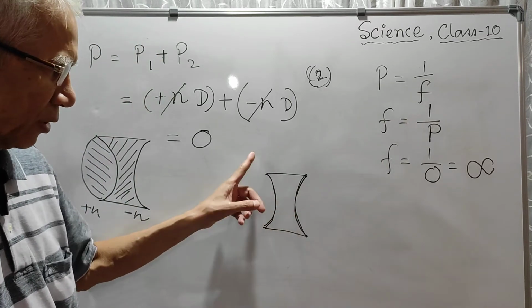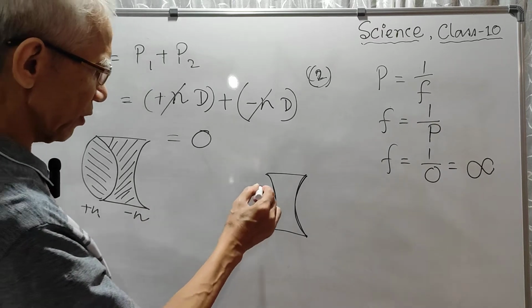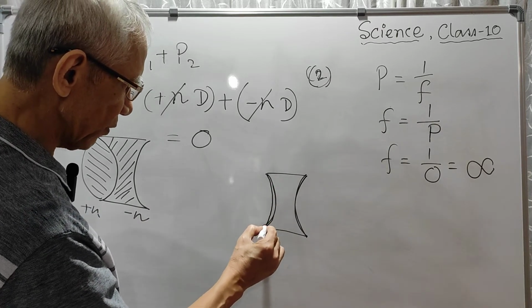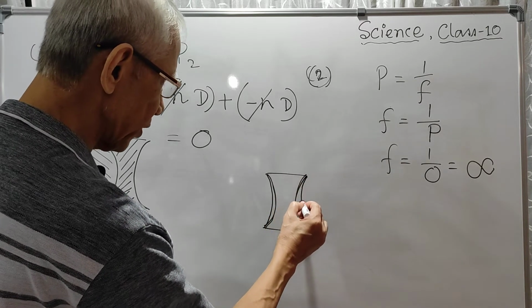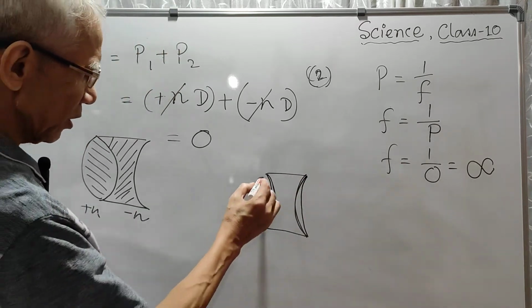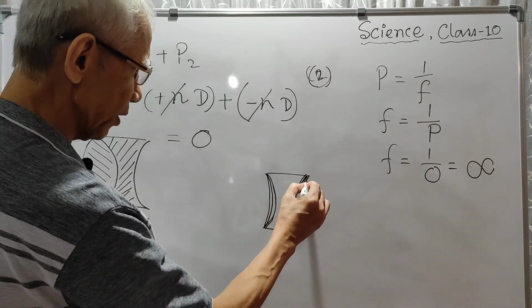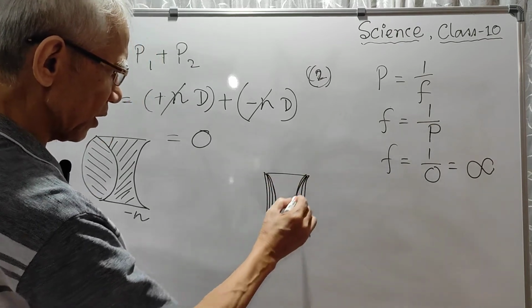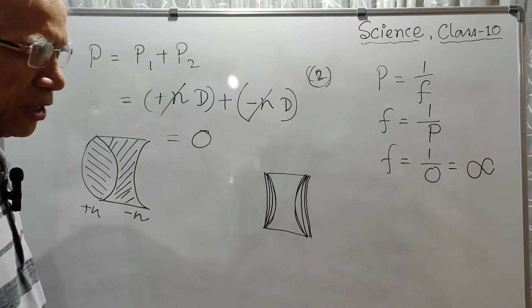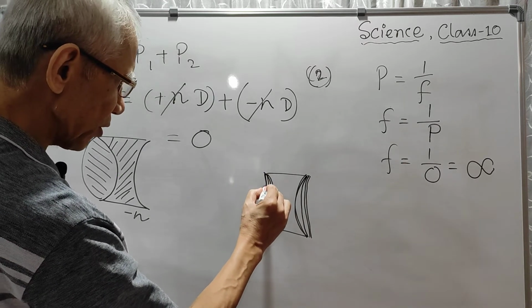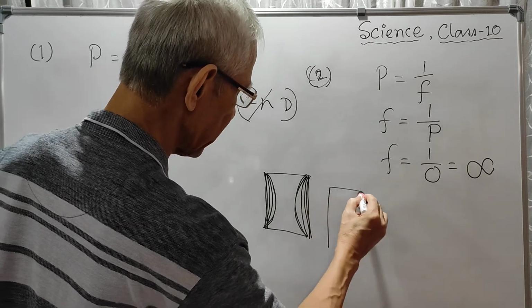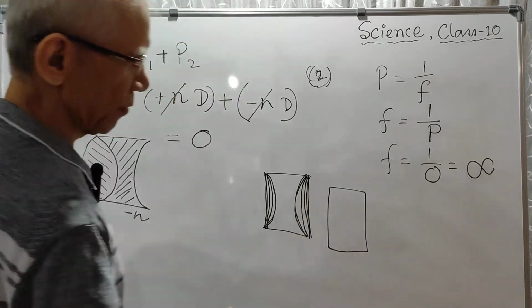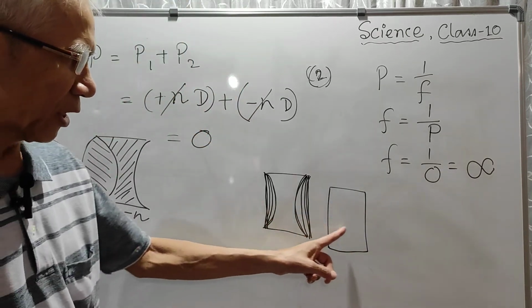Now suppose you decrease the curvature. When you decrease the curvature, focal length increases. So when you go on decreasing the curvature, focal length will go on increasing, and finally this lens will become like this. So the lens will become like this, you see. So there will be no more curvature.